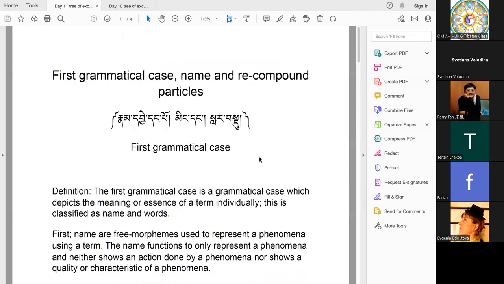Okay, so now any questions regarding today's lesson? Does anyone have any questions? I think there might be some questions regarding today's lesson. So, are there any questions regarding today's lesson?